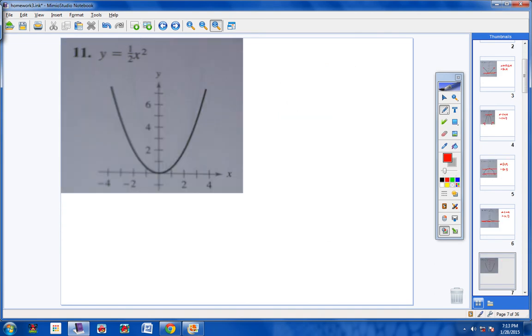The directions say to use the vertical line test to determine whether y is a function of x. So here we go. Is there anywhere you can draw a vertical line in which that line intersects the graph in more than one place? The answer is no. So it is yes, a function.